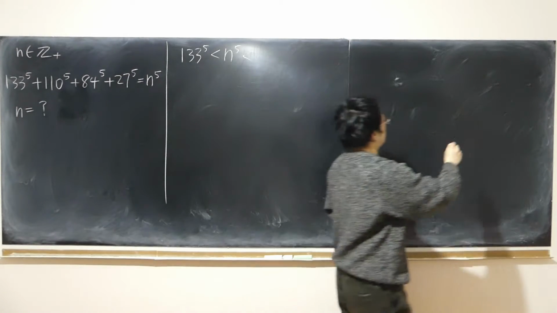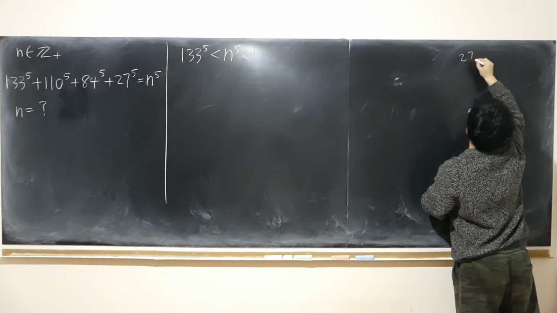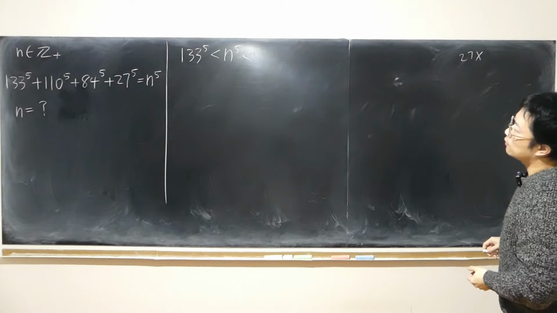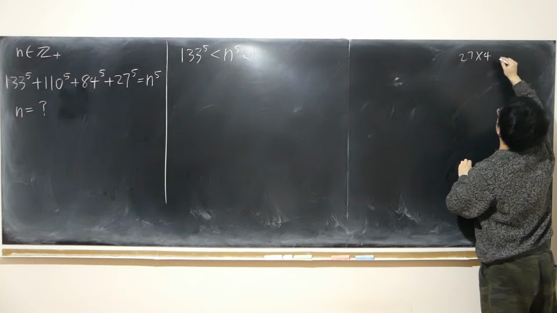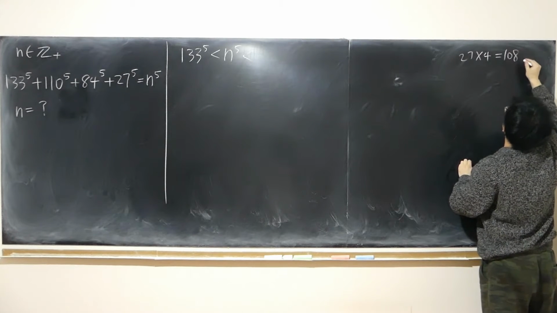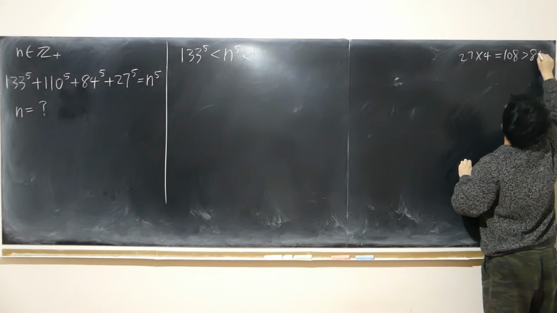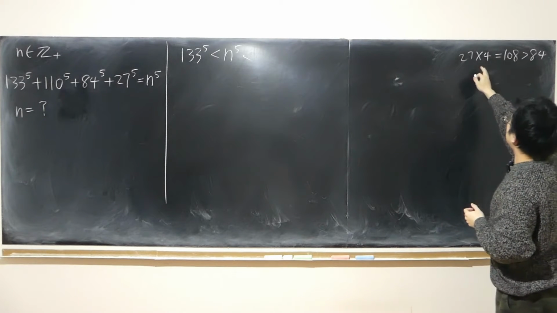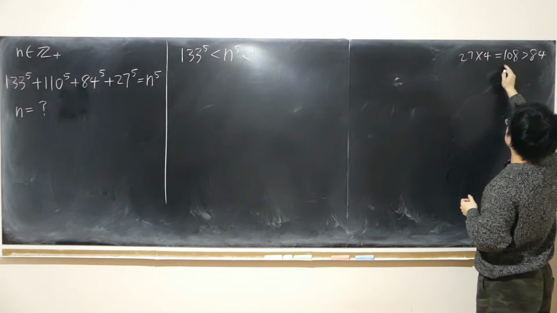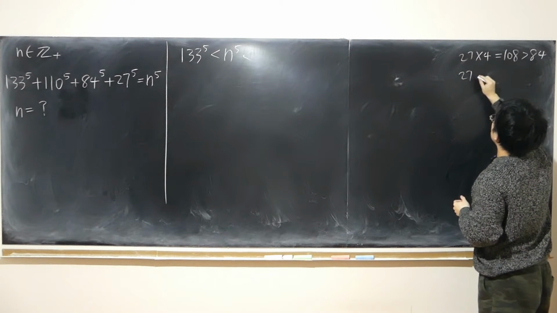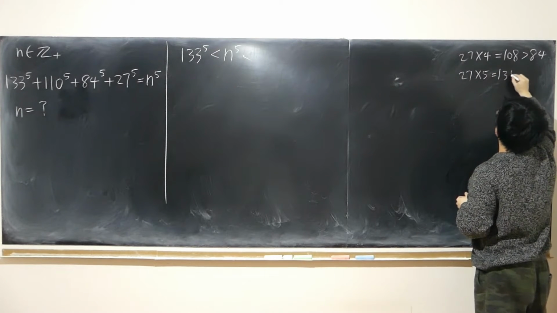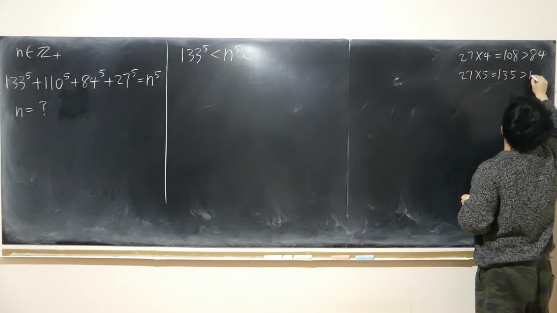because 27 times 4 happens to be 108, a little bit bigger than 84. If you multiply by 3, then it's going to be 81. 81 is less than 84, so this is what we want. And also 27 multiplied by 5 gives us 135, again a little bit bigger than 133.